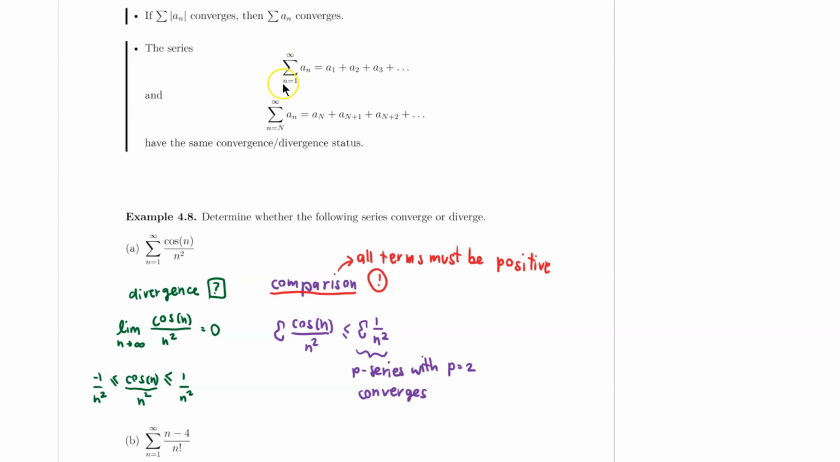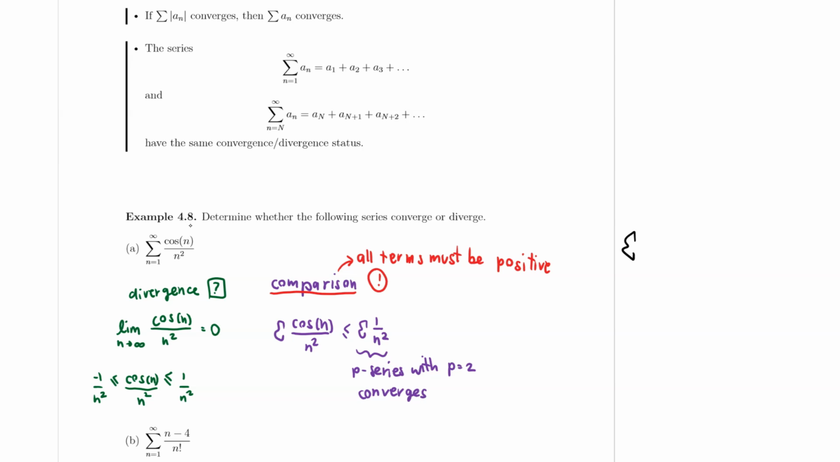The way to fix this is that, well, cosine of n can be positive. We are not really sure if it is positive or negative, but we can just take a look at the absolute value. If the series of the absolute value converges, then I can conclude that the original series also has to converge. So this is one of the ways to deal with series where some of the terms are negative. We can just look at the series where all the terms are positive. So instead of looking at this one, let me just look at this one.